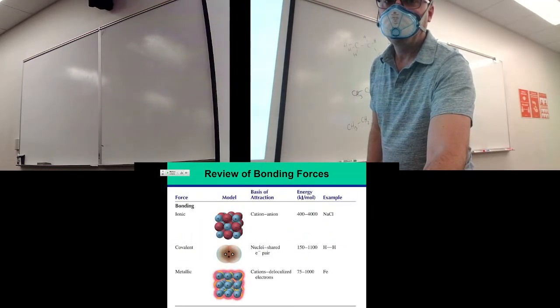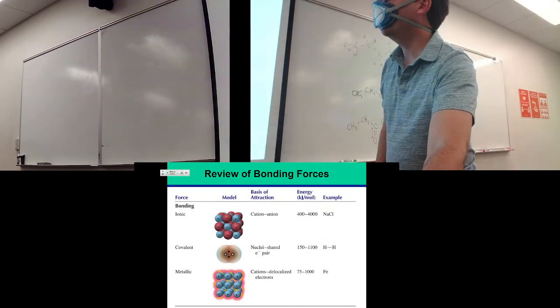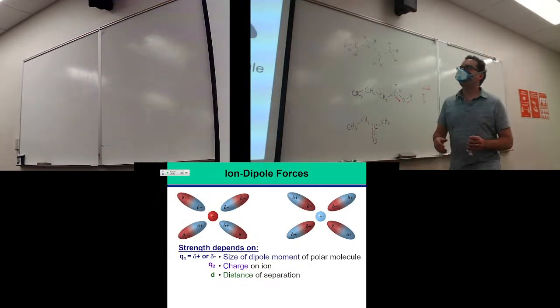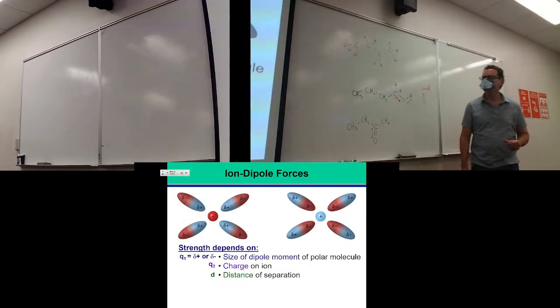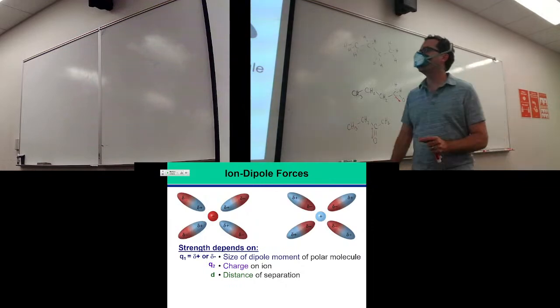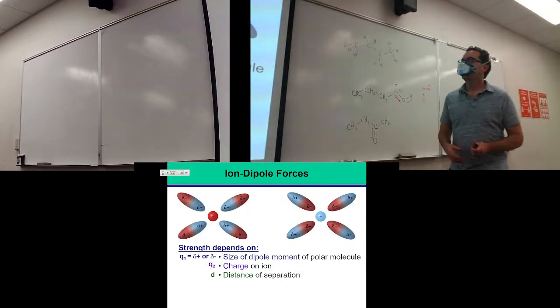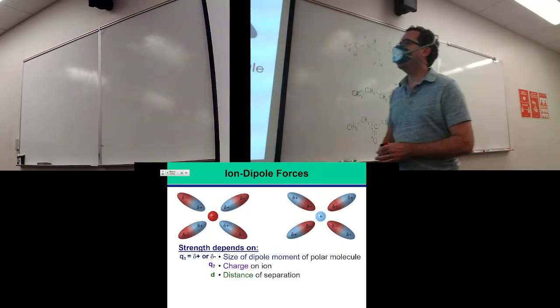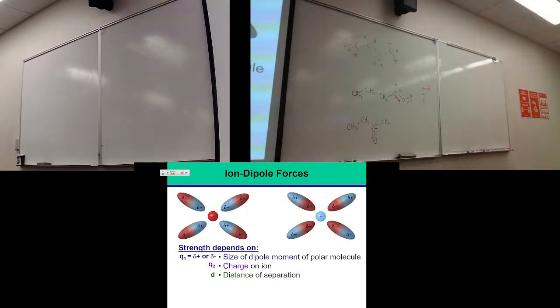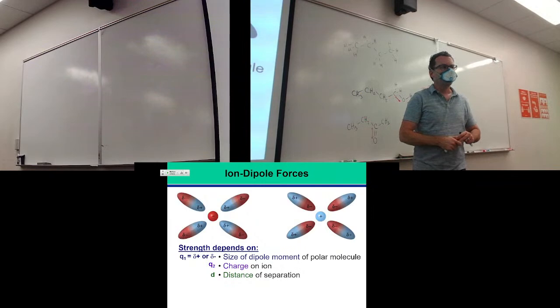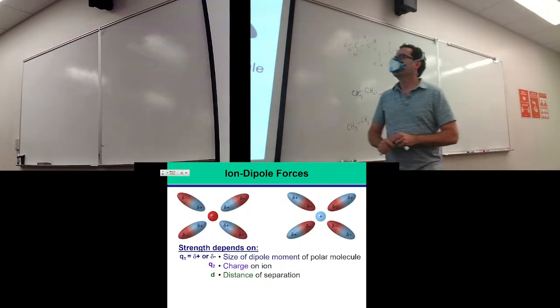But what about something weaker? So IMFs, where do those fit in? Here is a variation of dipole IMFs. This is called an ion-dipole force, which is pretty strong, because you've got ions present, which have full negative or full positive charges. So like NaCl dissolved in water, for instance, or NaCl dissolved in a ketone or something like that.